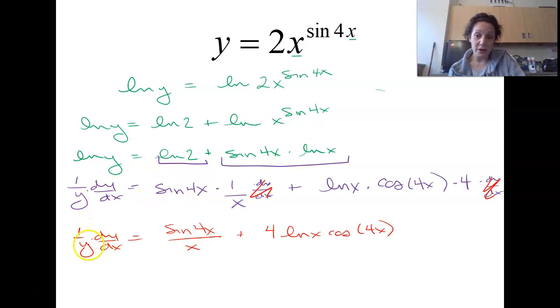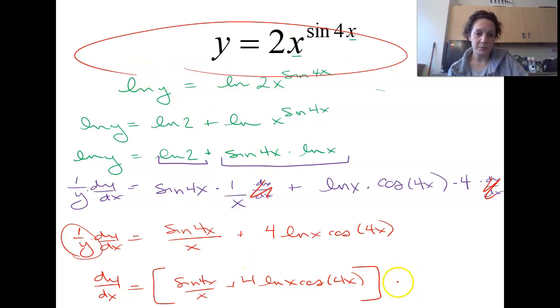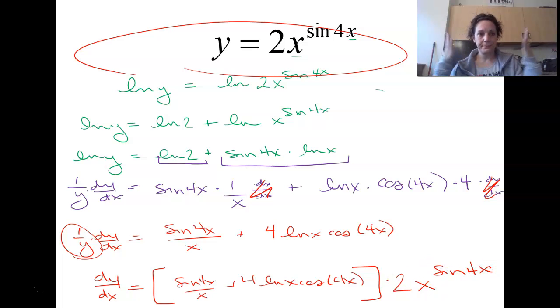All I have to do to finish it off is take this y and multiply it to the other side. So my final answer is going to be all of this, sine 4x over x plus 4 natural log of x cosine 4x, times y. I'm going to bring this, multiply it over. But instead of writing y, I'm going to write what I know y is equal to. I'm going to write times 2x to the sine 4x. I'm done. Looks like a lot, but it's mostly implicit.